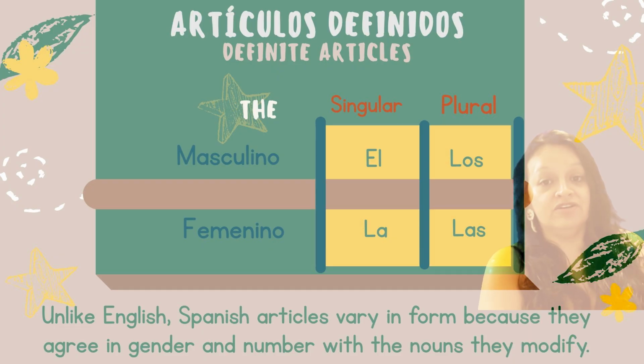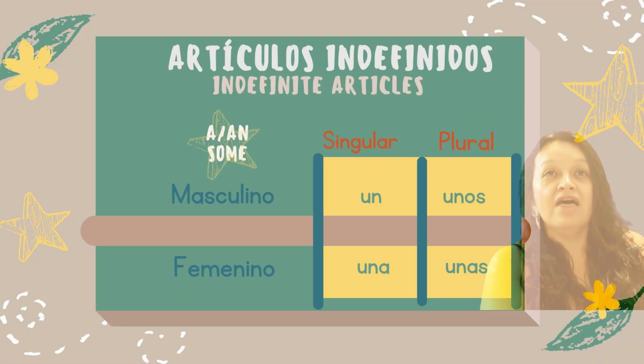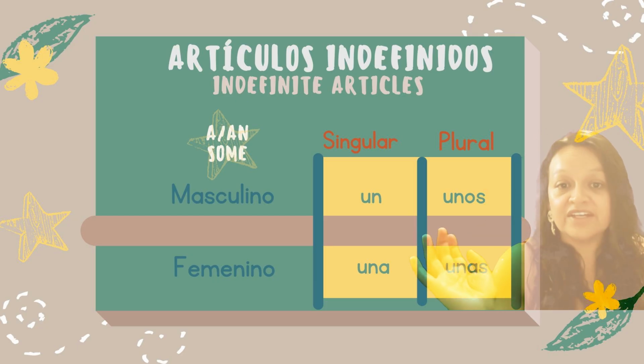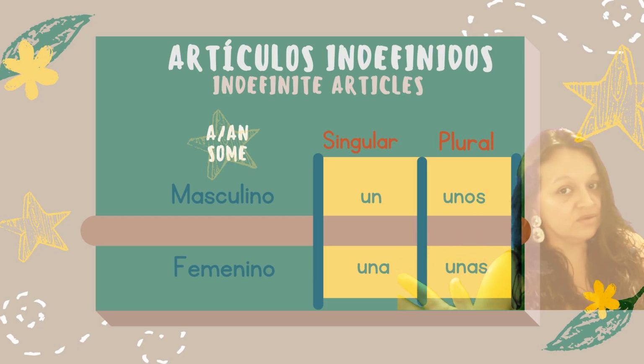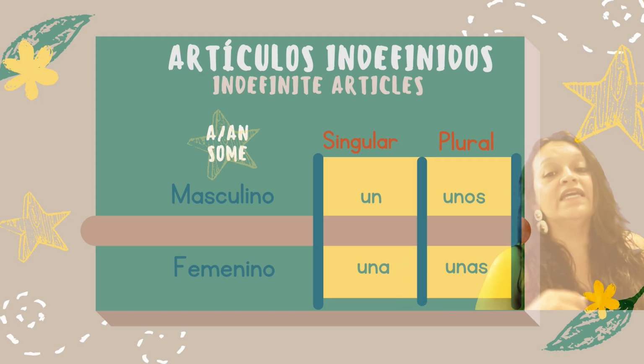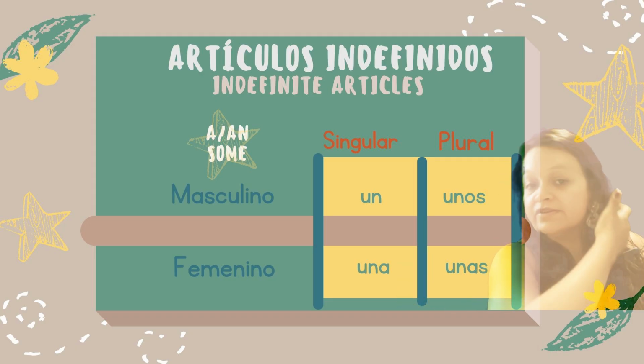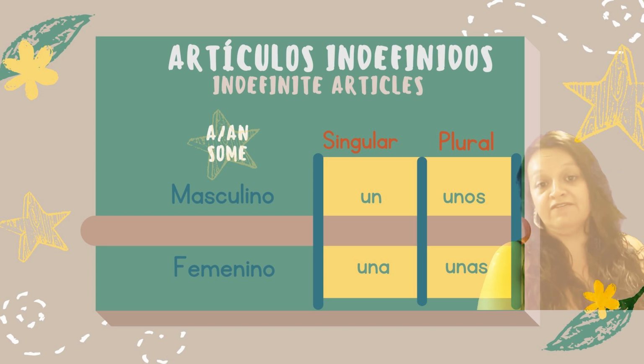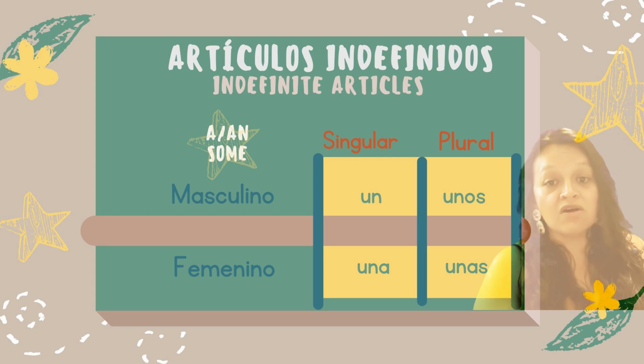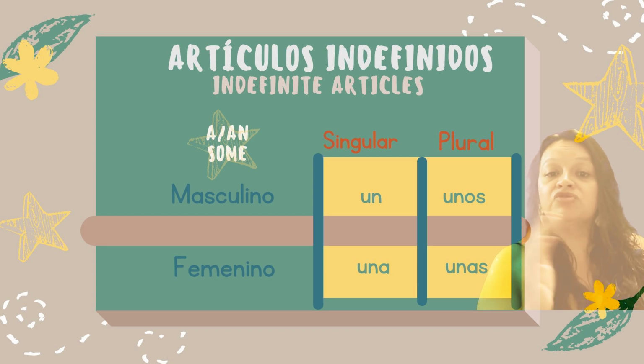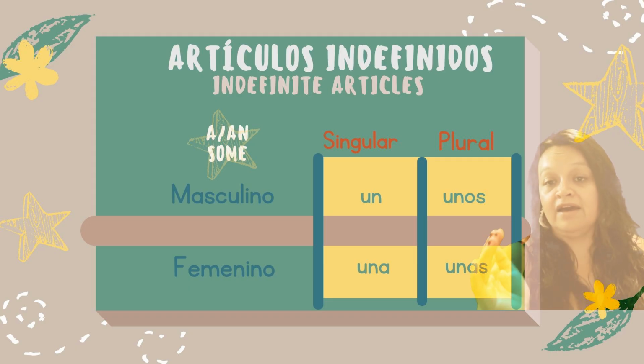Now my indefinite articles. So the girl next door is a definite article, the. A girl next door, this one's not that important, will be my indefinite article. So, same as English, Spanish has indefinite articles. The uses are the same.